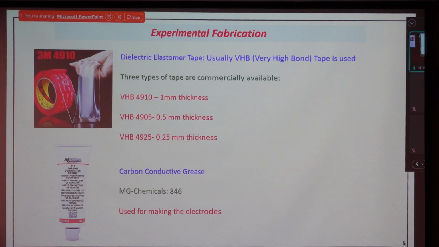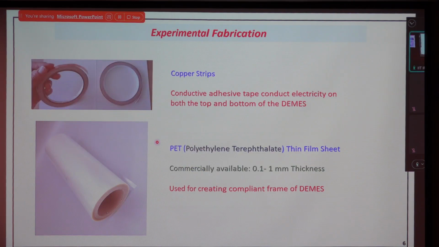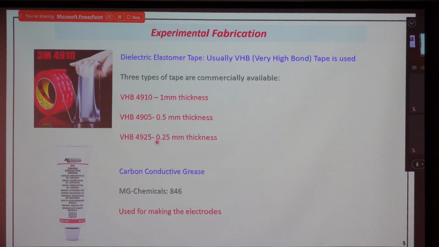So the thing is, I am telling you that it is basically available in 3 different thicknesses. Depending upon the thickness, a standard name has been given to them. VHB 4910 means 1 mm thickness. VHB 4905, 0.5 mm thickness. VHB 4925, 0.25 mm thickness. Now you see, different tapes have different advantages. VHB 4910 has a larger thickness.